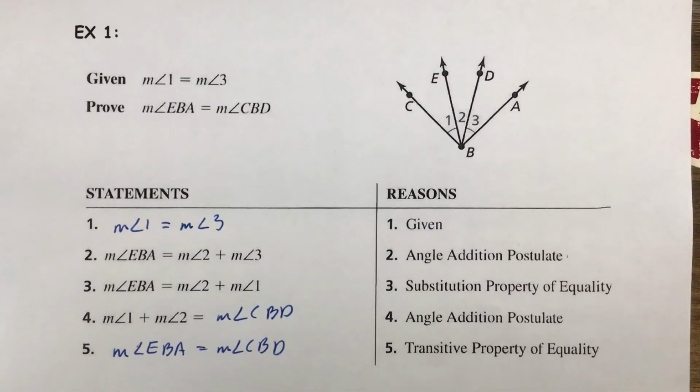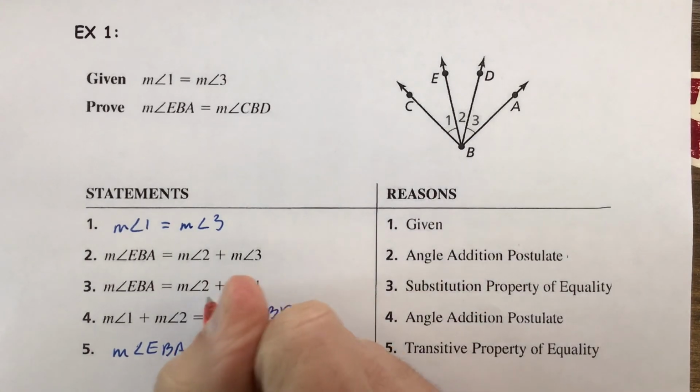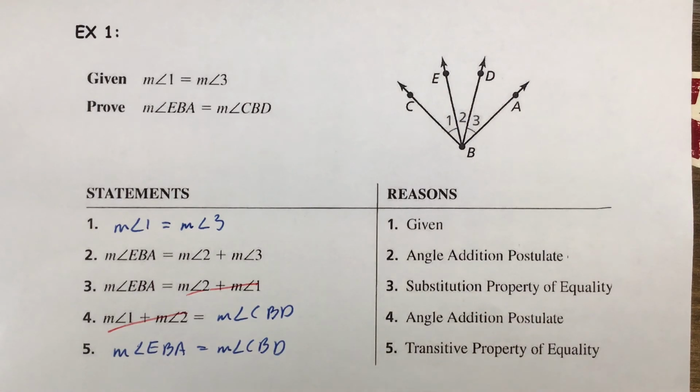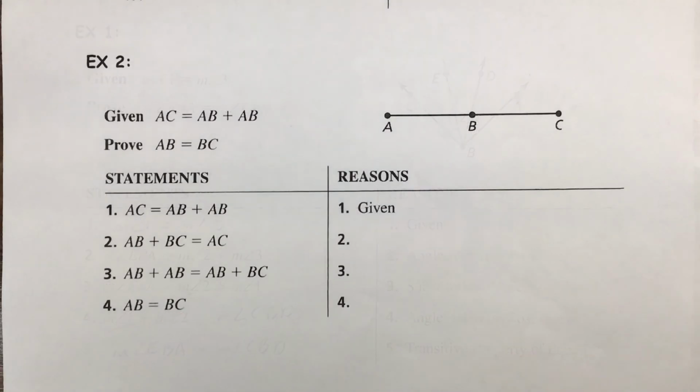In our case, the overlapping information is going to be this piece here and this piece, the 1 plus 2, measure of angle 2 plus measure of angle 1. Those are the same. So if it's equal to EBA and it's also equal to CBD, we can use the transitive property to just say that these two angles are equal, and that gets us to our conclusion.